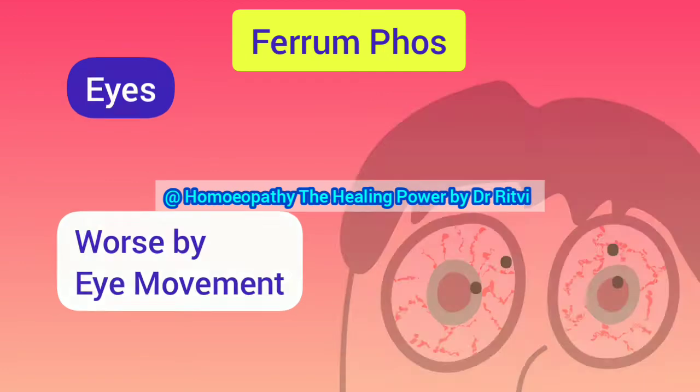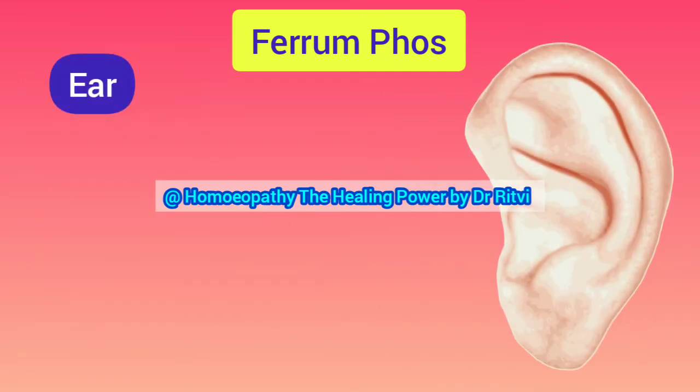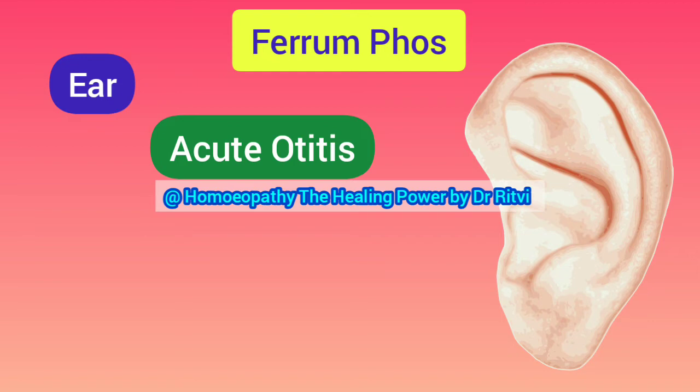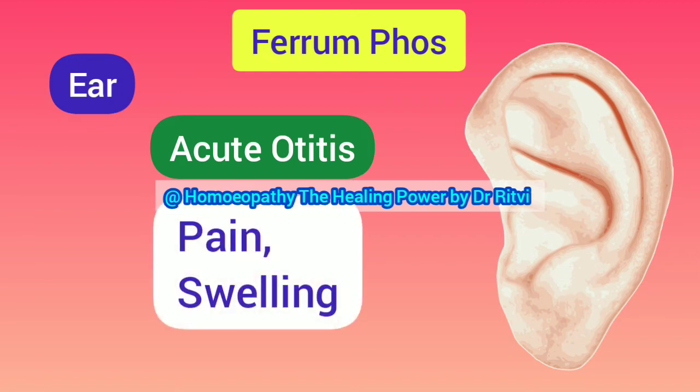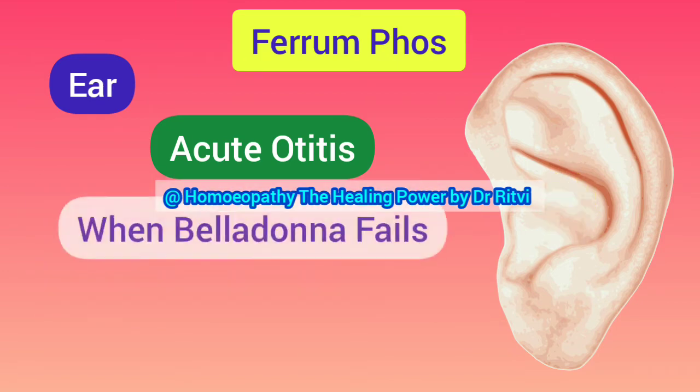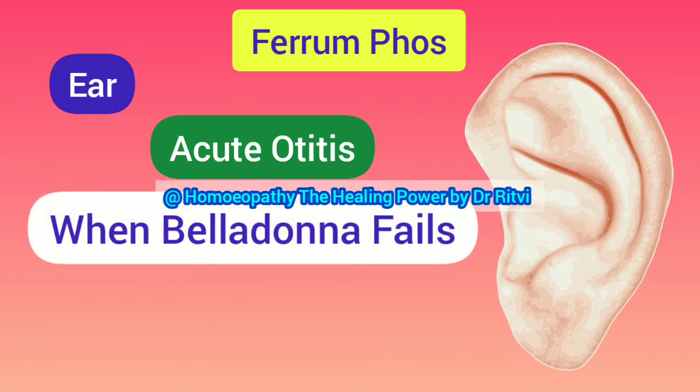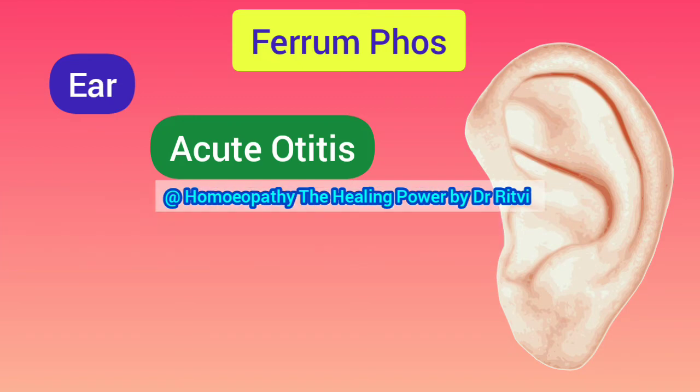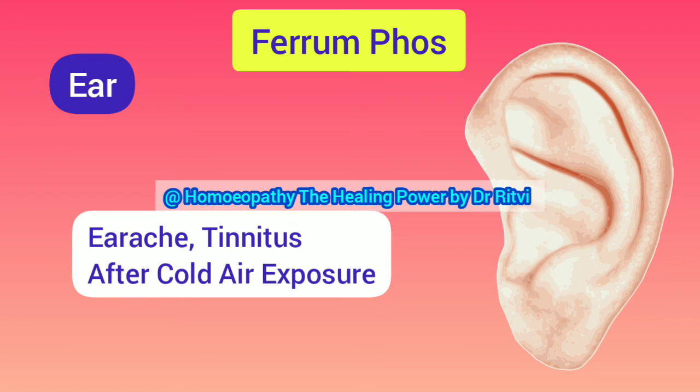Ears. Friends, Ferrum Phos is useful whenever there is swelling of the ear. That is nothing but acute otitis. There is pain in the ear with severe swelling of the tympanic membrane. The pain is throbbing type of pain. The pain is so severe with hot feeling and burning sensation in the ear. Friends, Ferrum Phos is the best medicine indicated whenever belladonna fails in cases of acute otitis. Ferrum Phos is also a useful medicine whenever there is earache and tinnitus after exposure to cold air.